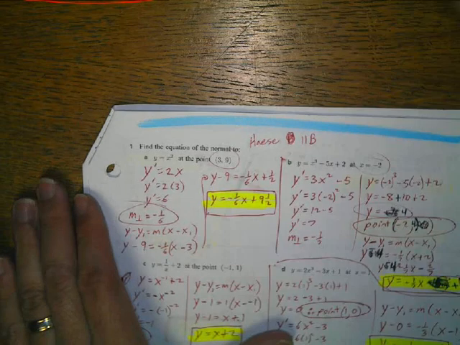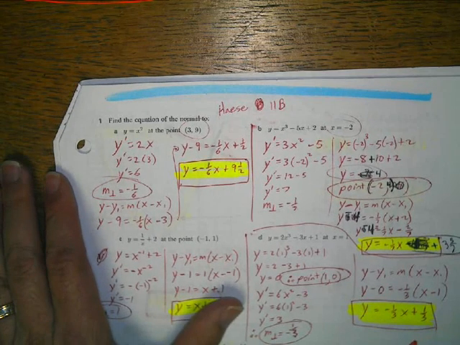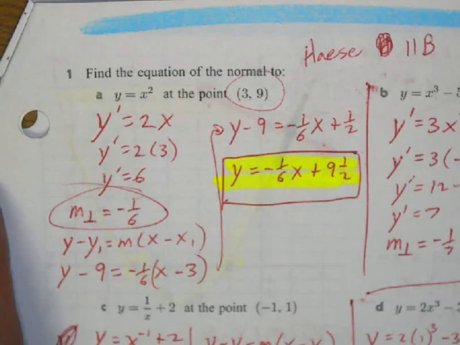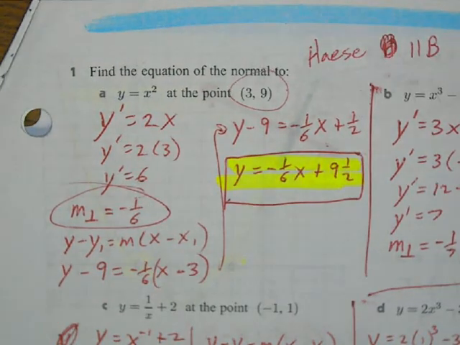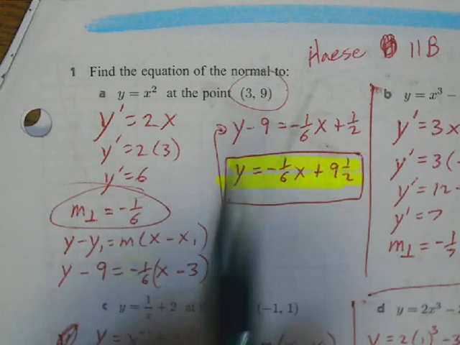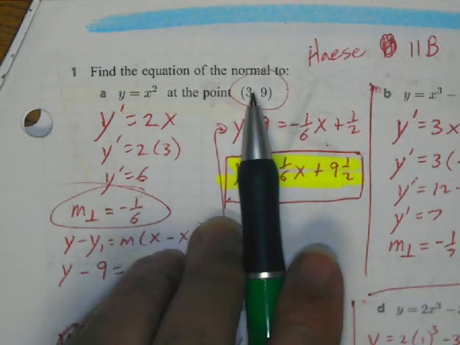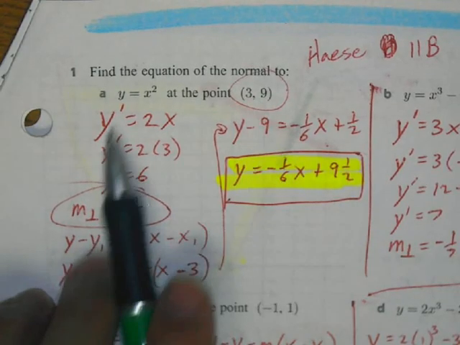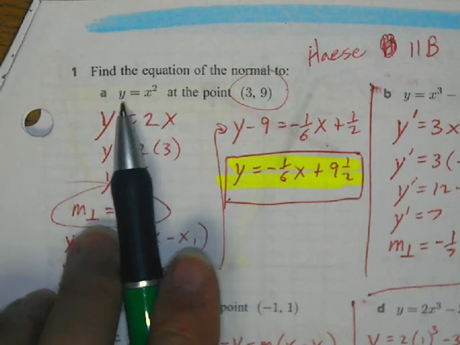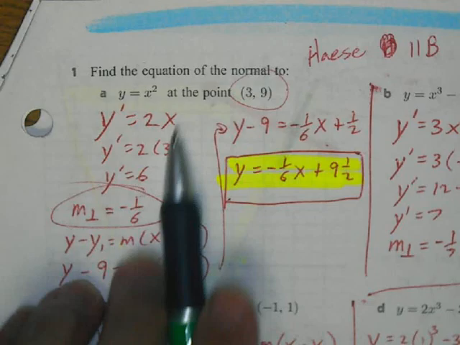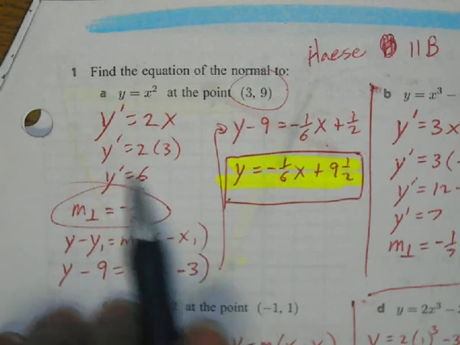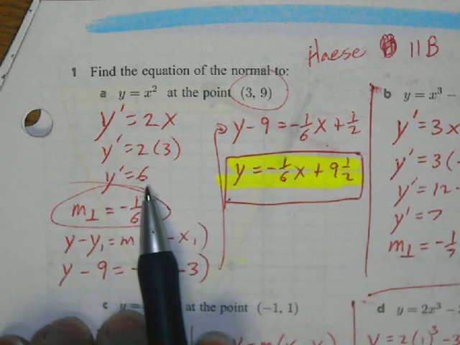Let me just show the answers and walk through. Let's just do one at a time. Find the equation of the normal at this point. The first thing I do is I take the derivative. The derivative of y equals x squared is 2x, and then I'm going to plug in 3 in place of x, and so then I know my slope is 6.